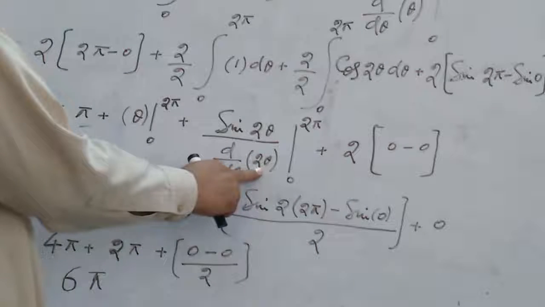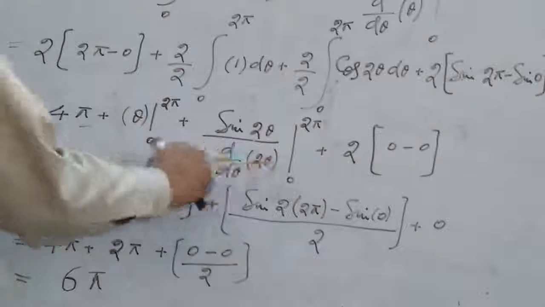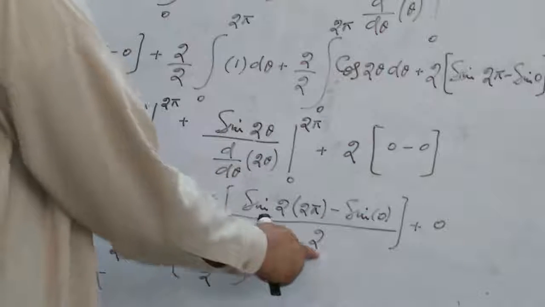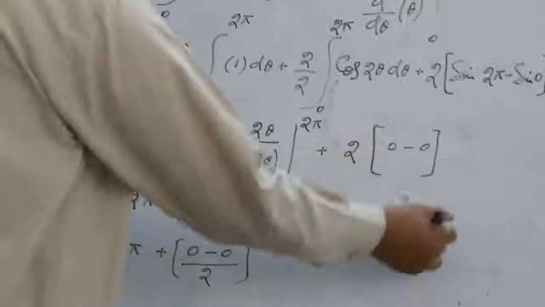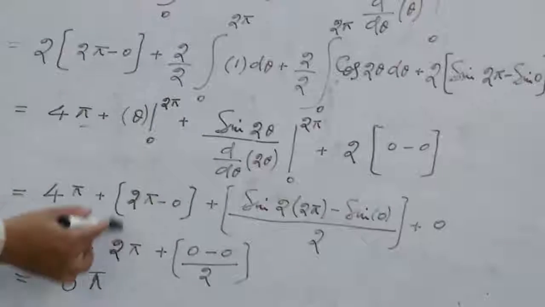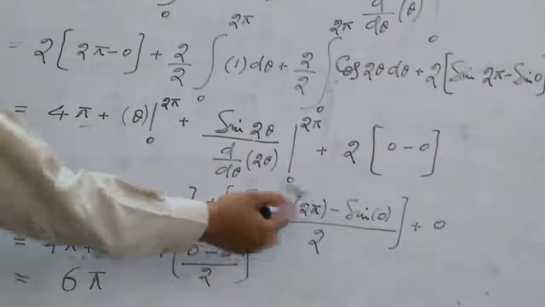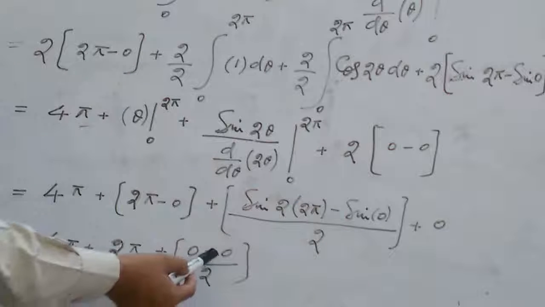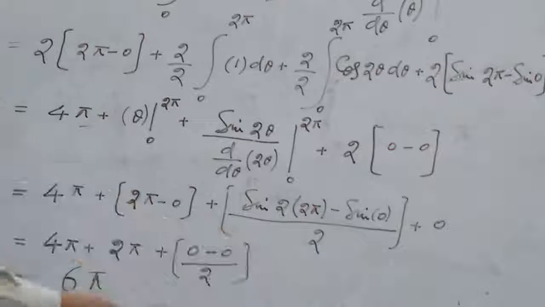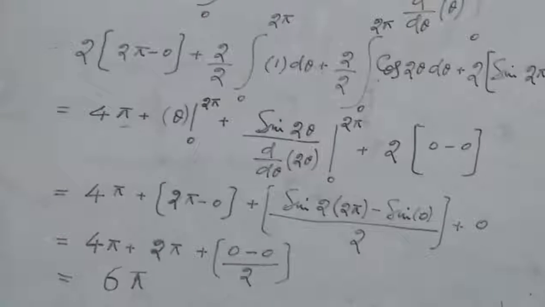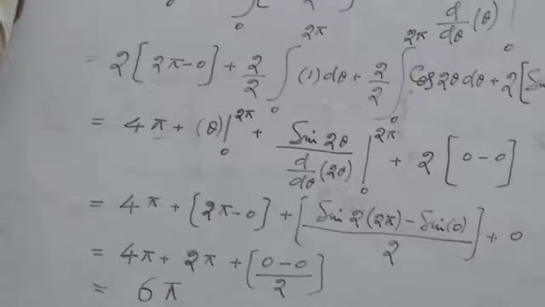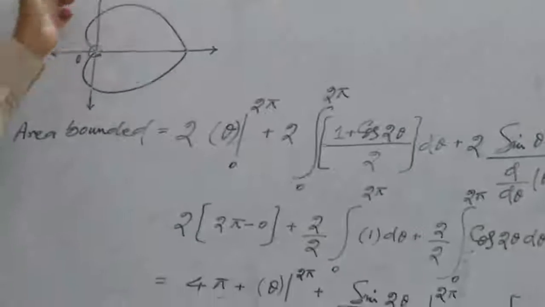2 is constant, push out 2 from the integral, and the derivative of theta with respect to theta is equal to 1. The result is 2 plus 0. 4 pi plus 2 pi, and sine of 4 pi is equal to 0 and sine of 0 radians is also equal to 0. The result is 6 pi, which is the required area of the cardioid, the area bounded by the cardioid r equal to 2 plus 2 cos theta.